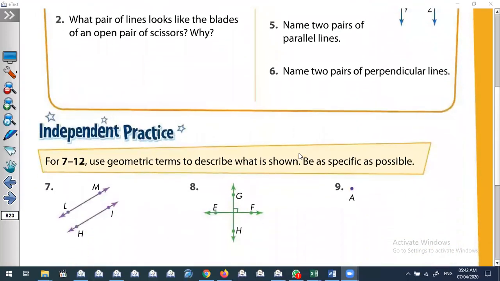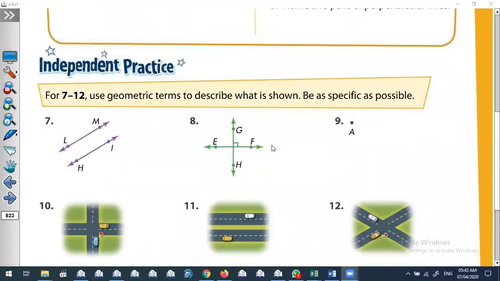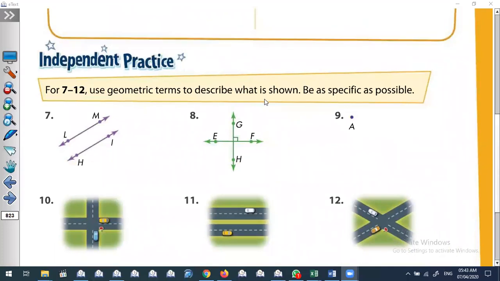Another exercise. Use the geometric term to describe what is shown. Be as specific as possible. Here, what is the relation between these two lines? Who can tell me? Yes, they never intersect, so they are parallel lines.